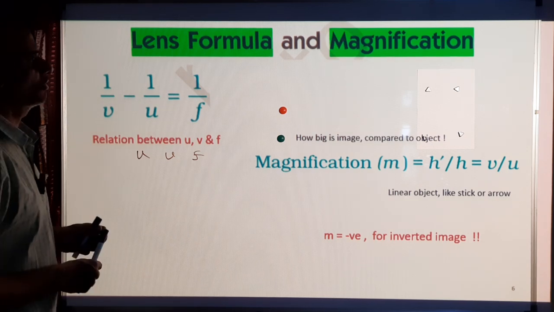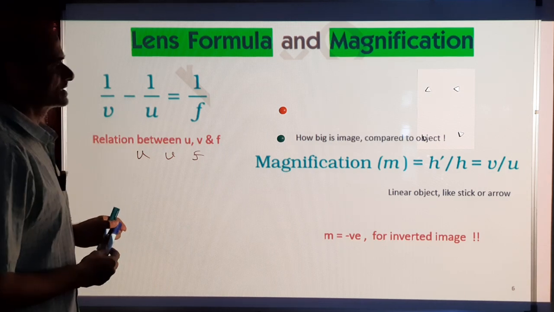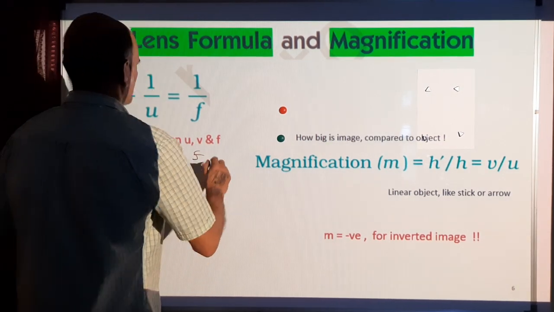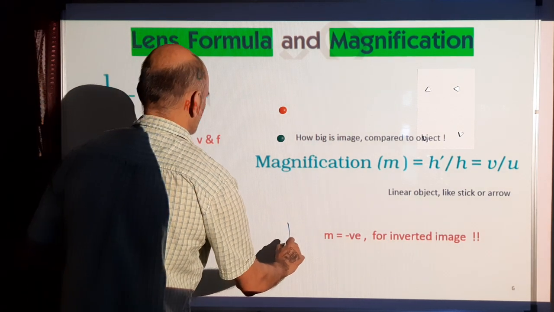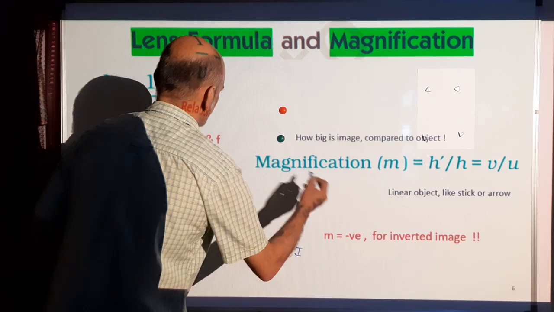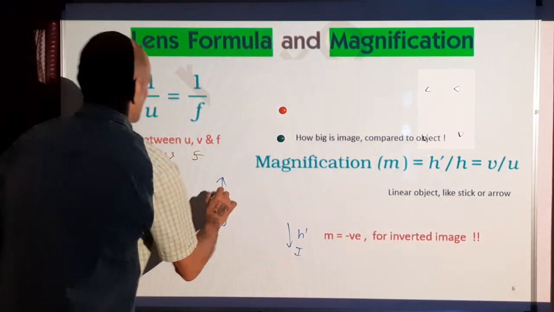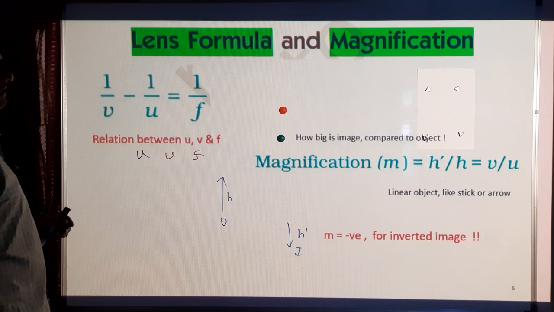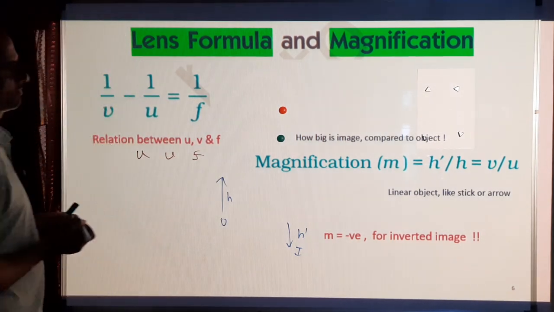And magnification is how big the image is compared to the object. So it's image size by object size. The simplest object one can have is a vertical line or an arrow. So this is the object. An image can be inverted or also erect. So this size of the image is h prime and the size of the object is h. It's a linear size because the simplest object we are taking is a linear object. So magnification is h prime by h and it turns out to be v by u for a lens.